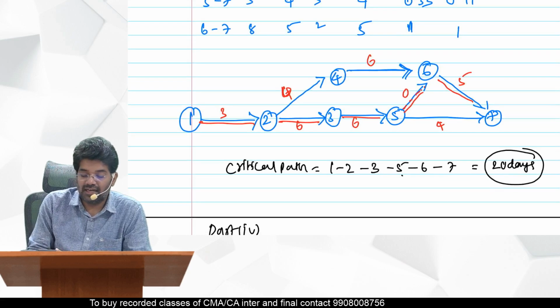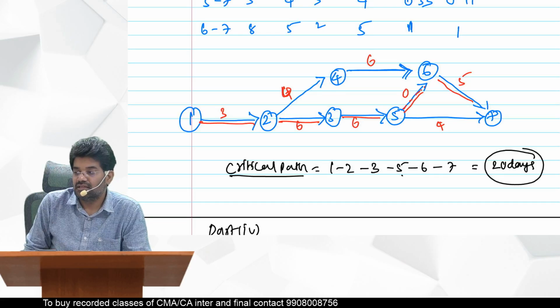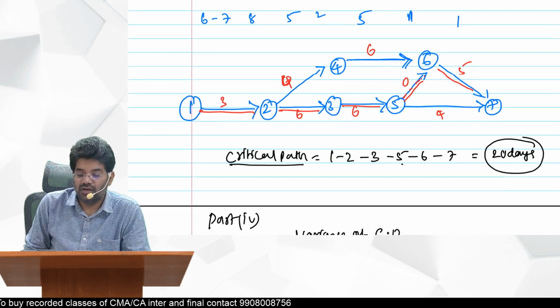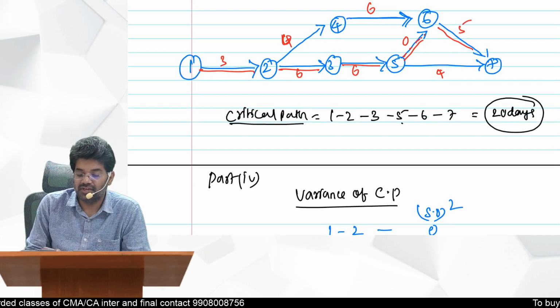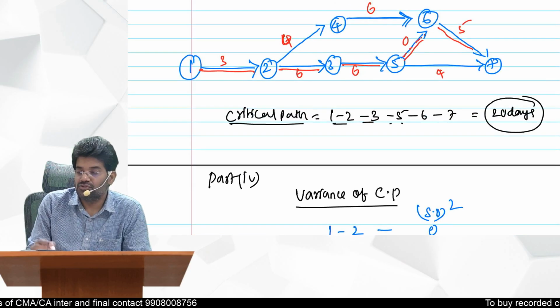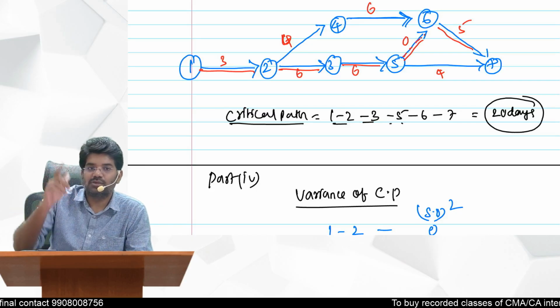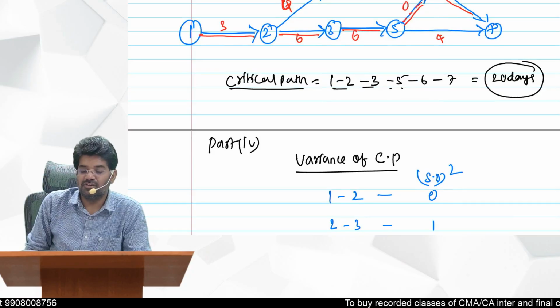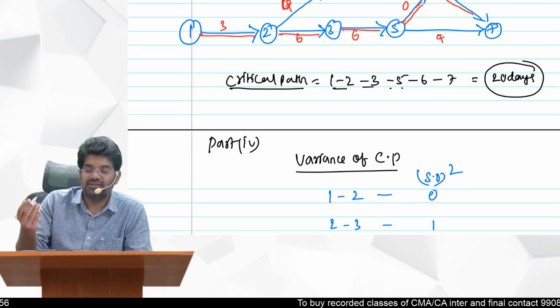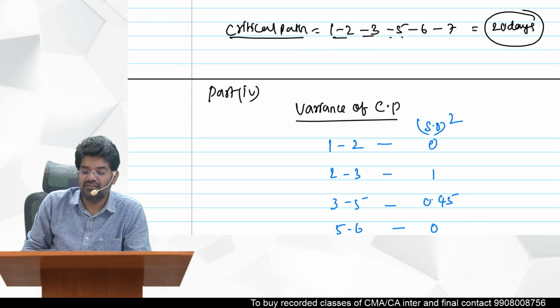Now you want the critical path standard deviation. How to calculate critical path standard deviation? First you should take the variances, add all those variances, then apply a square root on that. That is how you will get the variance of a critical path. On that variance, if you apply the square root, you will get the standard deviation.